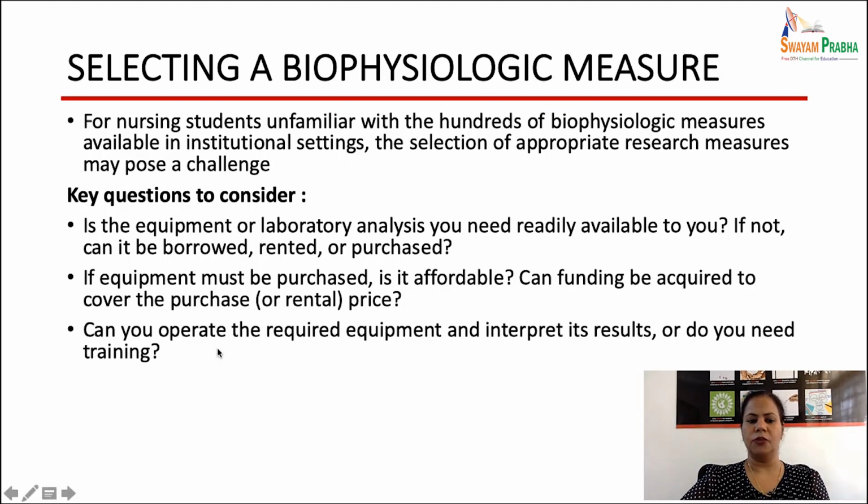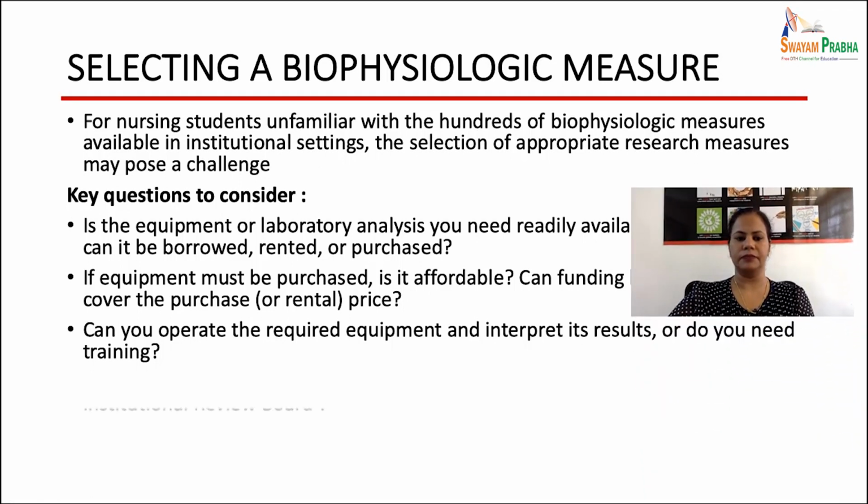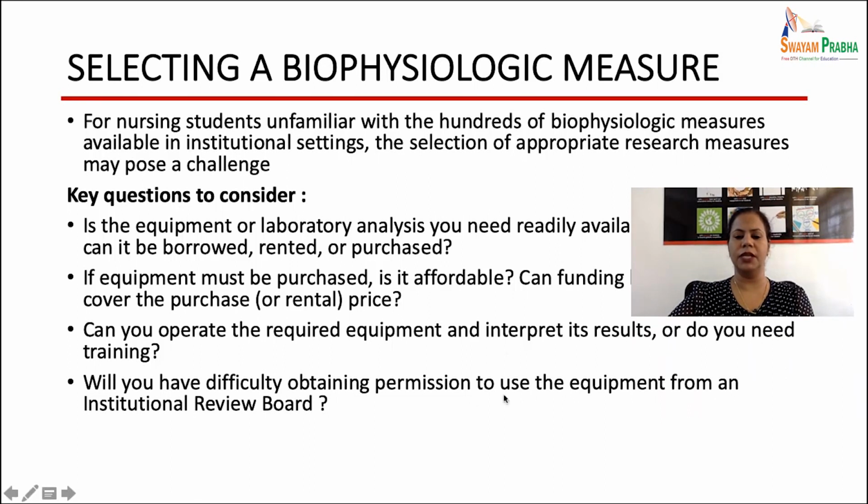Third one is, can you operate the required equipment and interpret its results, or do you need training? If you have the equipment available, then you need to see whether you will be able to interpret the results. If not, then sometimes you might need some training to interpret them. Then, will you have difficulty obtaining permission to use the equipment from the institutional review board? Because all equipment may not be easy to handle and may not be easy to interpret, the institutional review board may not give permission to use that equipment for your research study. So that also you need to think about beforehand.